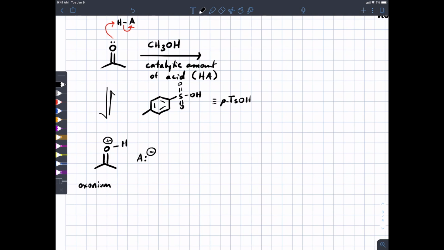The oxonium ion is now more electrophilic than the starting ketone was, and that allows our nucleophile, which is methanol, a neutral oxygen, not normally a good nucleophile, but it's good enough now to attack the carbonyl carbon because the carbonyl oxygen is positively charged. That gets us from the oxonium ion to this tetrahedral intermediate with a positive charge on the oxygen from methanol.